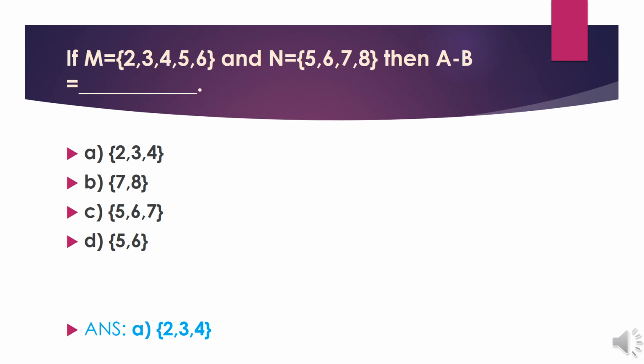If M is equals to 2, 3, 4, 5, 6 and N is 5, 6, 7, 8, then A difference B is equals to dash. A 2, 3, 4, B 7, 8, C 5, 6, 7, D 5, 6. Answer: A 2, 3, 4.